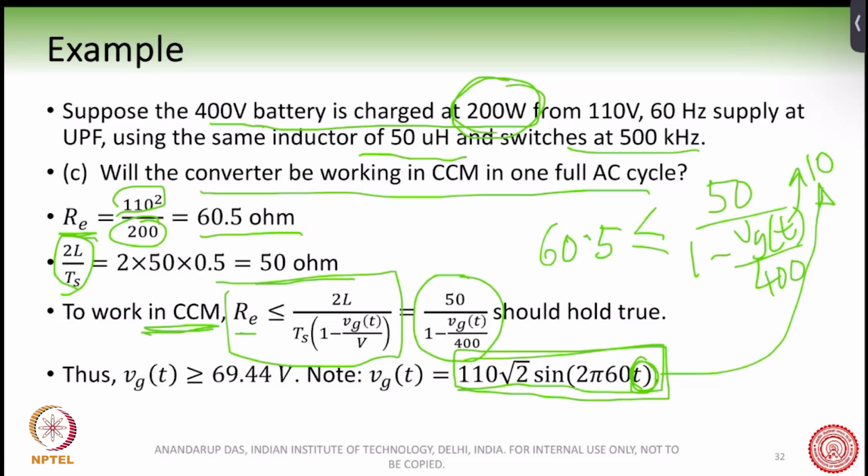So if you put 10 volts here, you will see that this condition is violated, which means that CCM will not be happening as long as VGT is some low value. However, once VGT crosses a threshold value, which can be obtained from this equation, around 69 volts, then we will go into CCM. So this shows that sometimes the converter is working in CCM within one AC cycle, but at other times it is either in CRCM or in DCM.